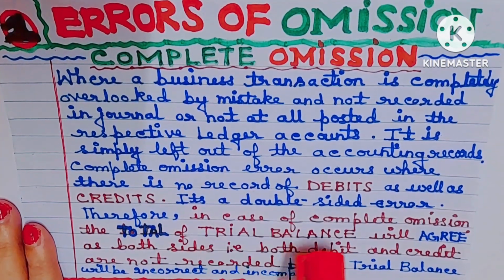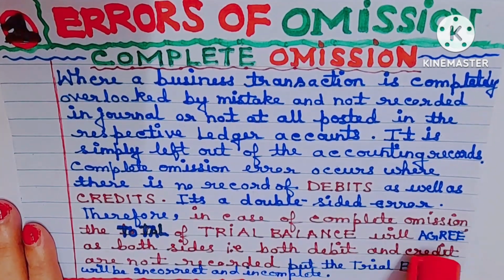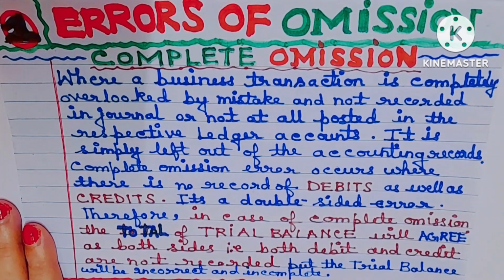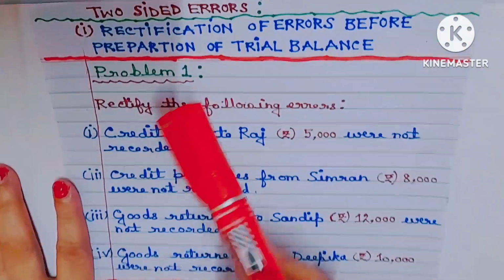Therefore, in case of complete omission, the total of trial balance will agree as both sides, that is both debit and credit, are not recorded. But the trial balance will be incorrect and incomplete. Okay, so now let's go through the problem.